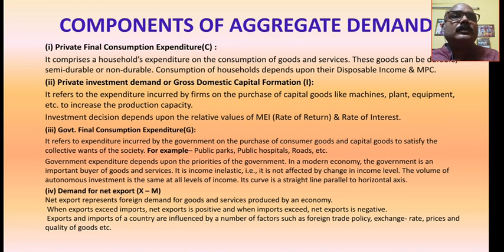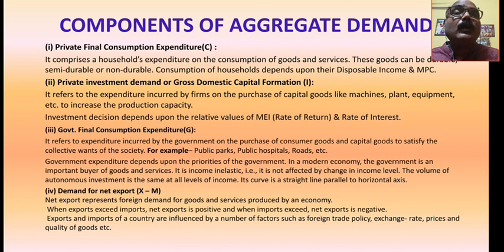So now come to components of aggregate demand. In an open economy, we know there are 4 sectors. One is household sector, next is your firm sector, third one is your government sector, and last one is your rest of the world sector. So there are 4 sectors, so there are 4 components of aggregate demand in a modern economy or in an open economy.